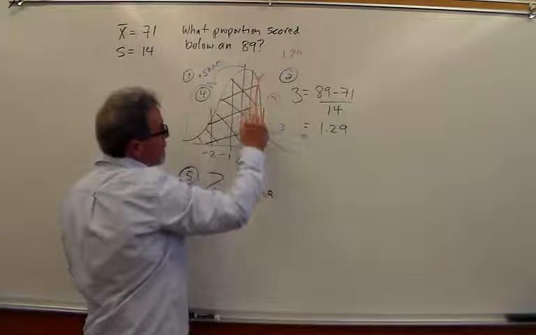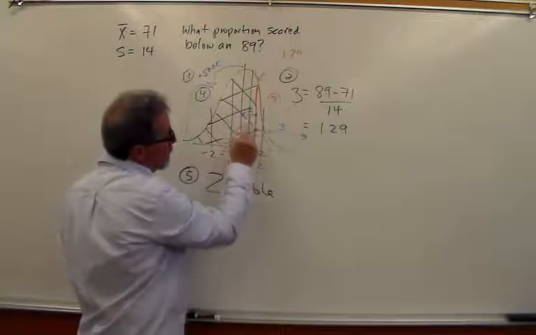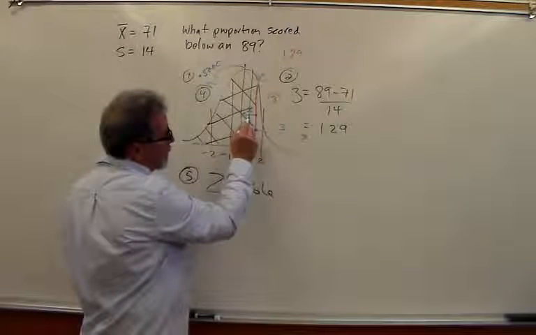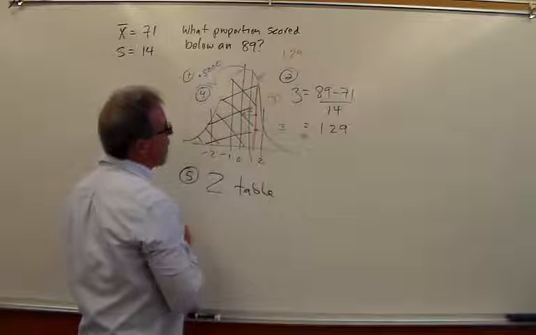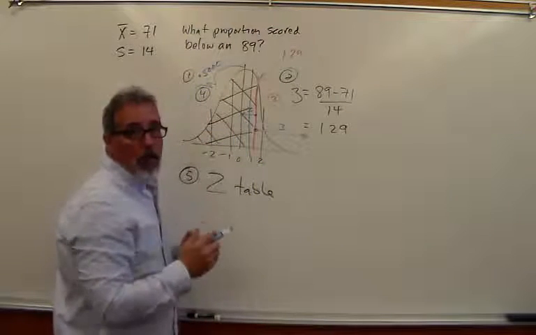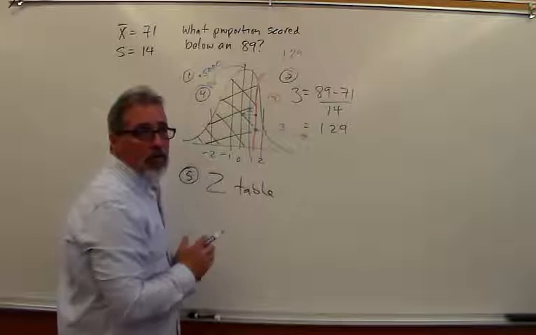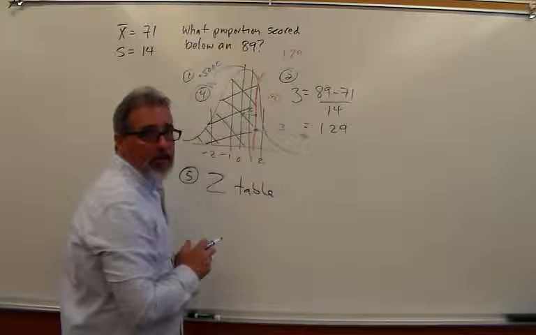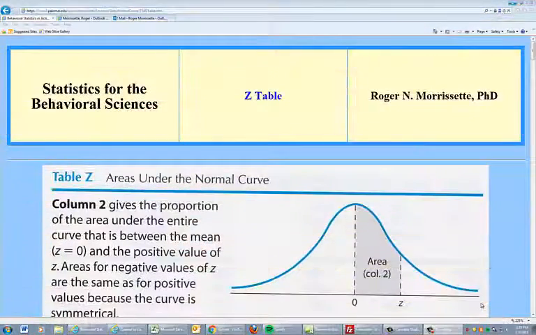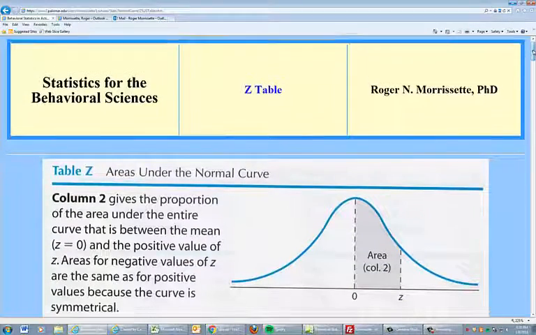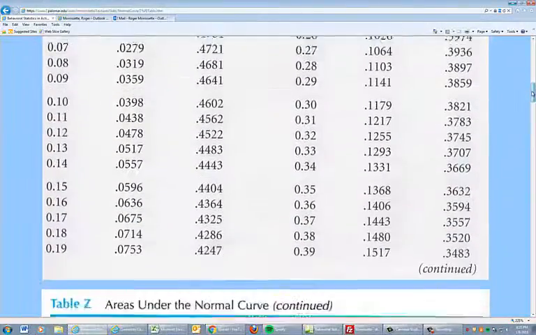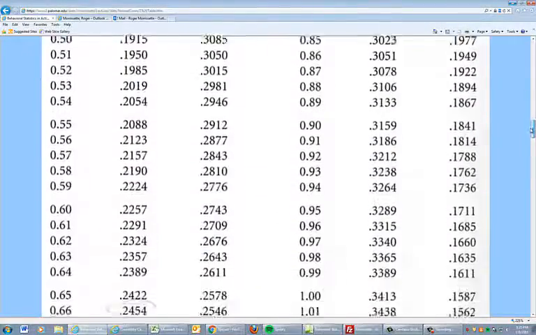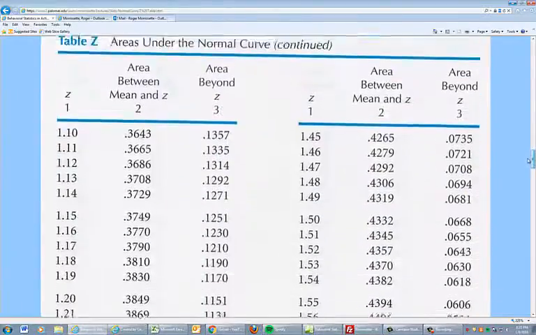The other piece is this region right here. So if we go to the z-table and get the column 2 value for 1.29 and add it to 0.5000, that will get our answer. Let's go to the z-table now and find out what that answer is. All right, here's the z-table from the link in our lesson. And we want to scroll down and find 1.29 in column 1. There are multiple pages of the z-table, so you got to do a little scrolling.